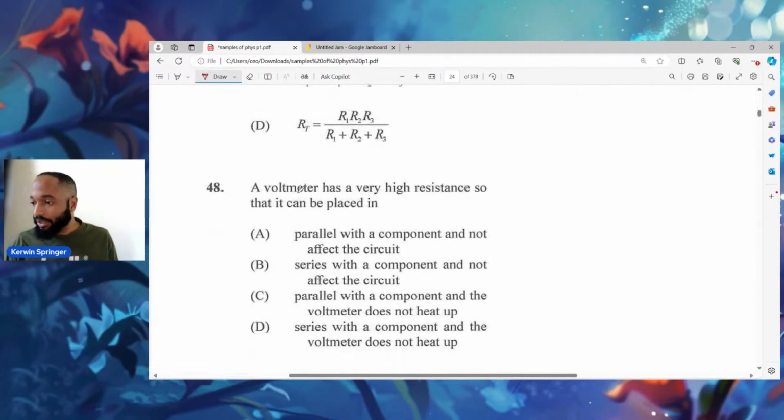Say less. A voltmeter has a very high resistance so that it can be in parallel and not affect the circuit. Okay, series with a component. No. Parallel with a component, and not in series. So A, but this is not a reason why it has high resistance. So this is not true, but this is the only good answer here. So this is poor physics, but this is the best answer, right?